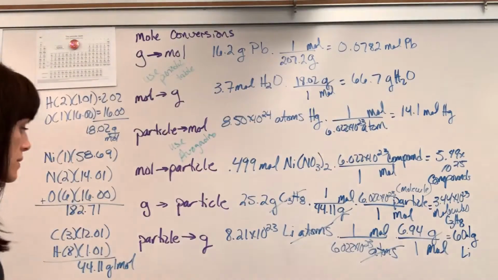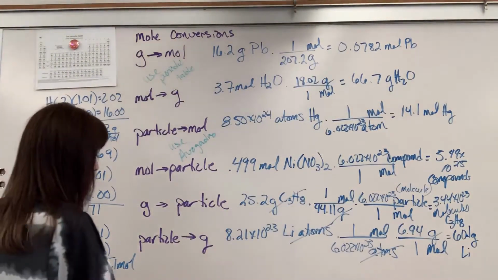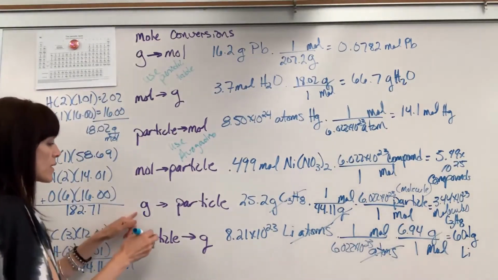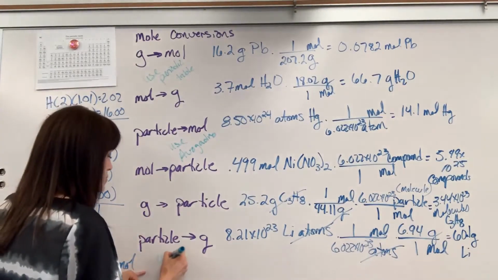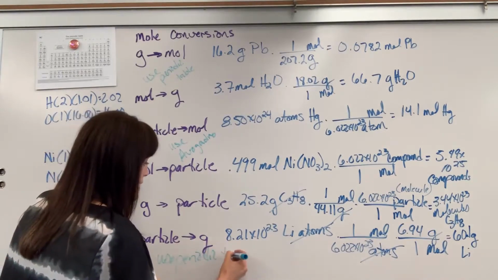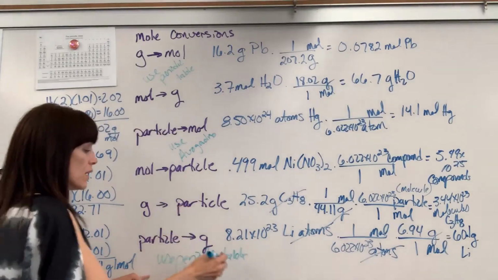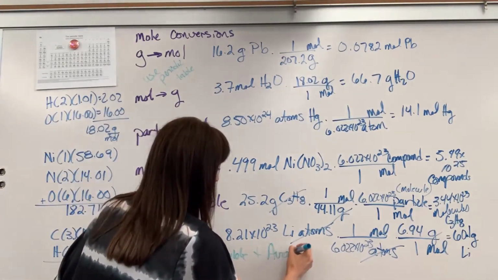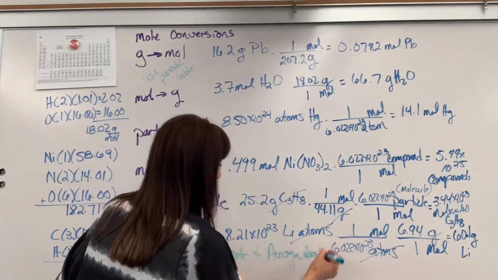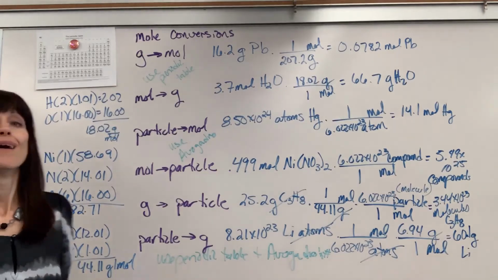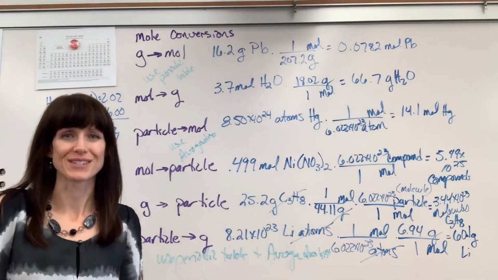So one last little note on here. If you're going from grams to particle or vice versa, because of the gram, you're going to have to use the periodic table, and because of the particle, we also have to use, I'm going to put and, Avogadro's number. Okay, there we have it. Basic mole conversions. Good job.